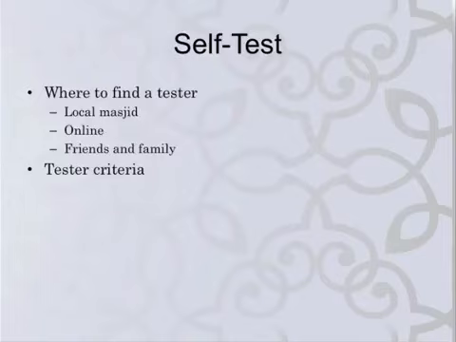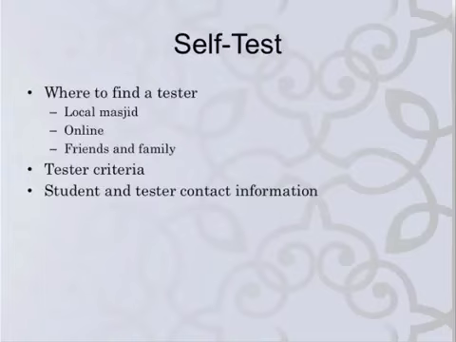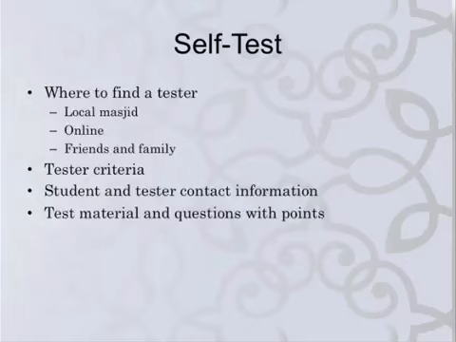So I'm going to first provide you with every self-test, and this is going to be a document that is going to be included with every video, what the criteria of the tester must meet in order to conduct that self-test. The student and tester contact information is going to be included in that self-test, and the reason for that is I would like you to start keeping track of the people who you learn the Quran from, because the point is I want you to develop a relationship with the people of the Quran.